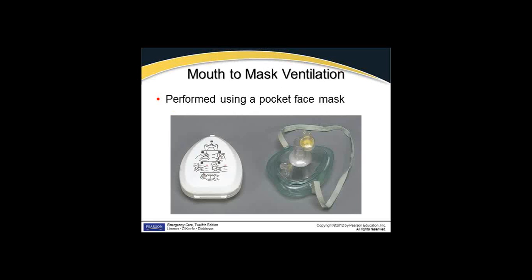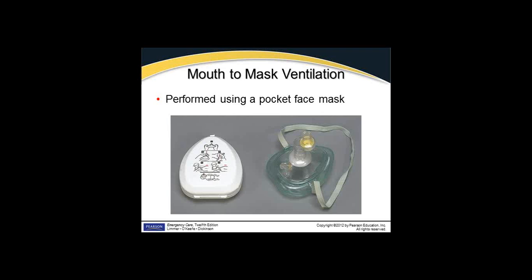So mouth-to-mask ventilation is usually done if we're basically first responding. We're the first one there, we don't have all the equipment, the ambulance maybe hasn't gotten there yet, we may use a pocket face mask. In this case, this is a very common one that we see in the industry. It's got a one-way valve there, it's got a filter in there, there's even an oxygen inlet port below the filter there. You can hook up an oxygen tube to that and increase the oxygen.